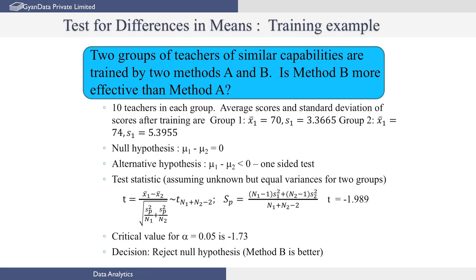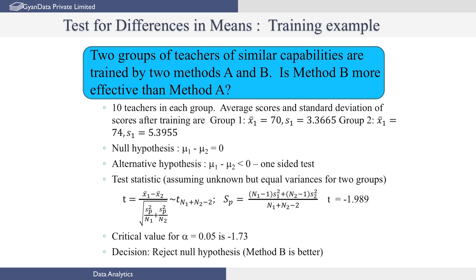Okay, let us look at another example where we are testing for difference in means. Here we have two groups of teachers. This is a social example. So, we have two groups of teachers of let us say similar capabilities. There are 10 teachers in each group, and we have trained them by two different methods, A and B teaching methodology. Now, we want to know whether method B is more effective than method A.